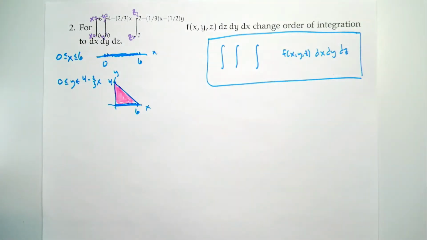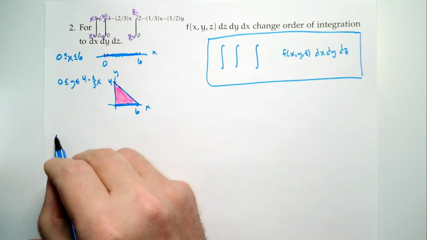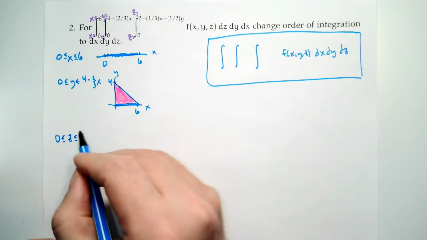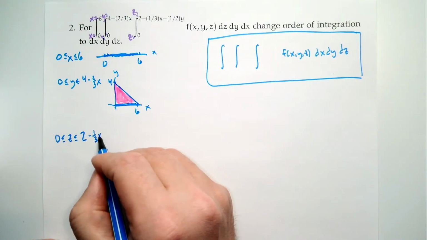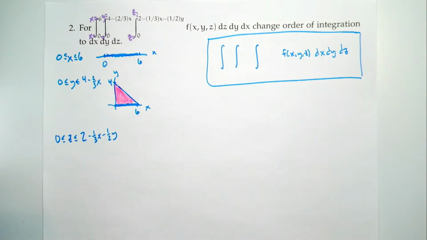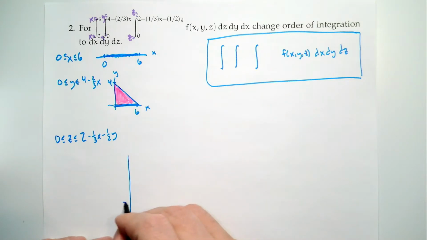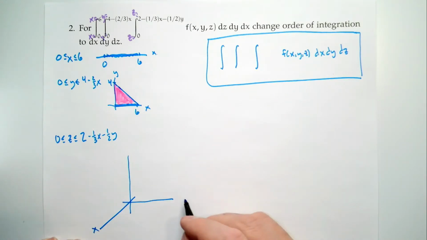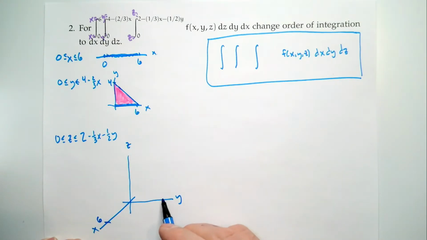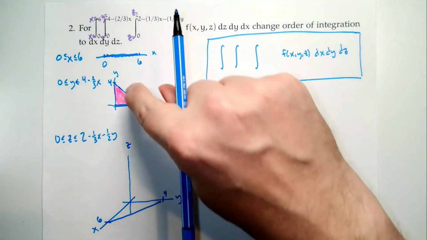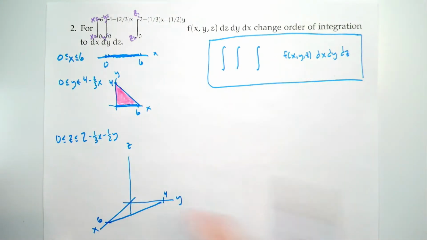Now, what's next? Well, z, right? So the last layer, 0 less than or equal to z, less than or equal to 2 minus 1/3 x minus 1/2 y. Okay, so here we go. Here's our picture. Three-dimensional, x, y, z. So we're going to have 6 here, 4 here, and then we have this base. So what I'm doing is I'm translating that picture into this picture here. All right, so there's our base.